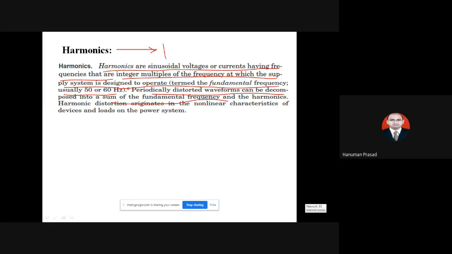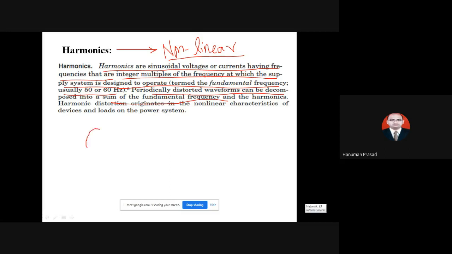देखिए हार्मोनिक्स का मेन रीजन क्या है? व्हाई द हार्मोनिक्स आर जनरेटेड? ड्यू टू द नॉन लीनियर बिहेवियर ऑफ पावर सेमीकंडक्टर डिवाइस. पावर सेमीकंडक्टर डिवाइस मींस मॉसफेट, IGBT, MCT, TRIAC, GTO. These are power semiconductor devices. Power semiconductor devices have non-linear behaviors.